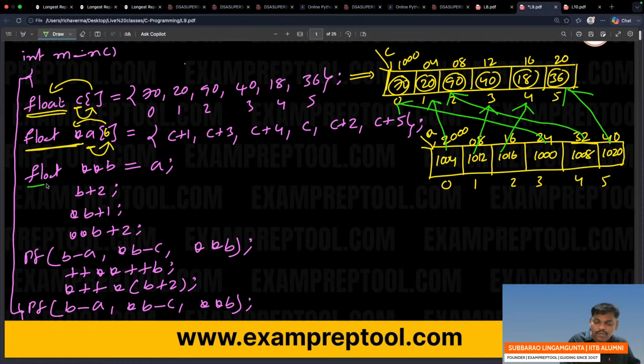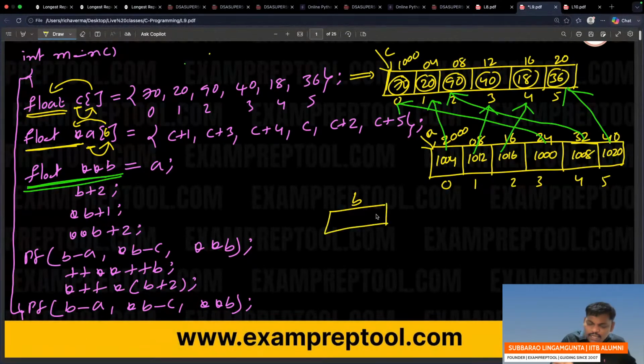If you observe clearly, B is a variable. Don't look at the right side. Float star B. B is a variable. See, B doesn't have brackets. B is a variable. Let me write it.